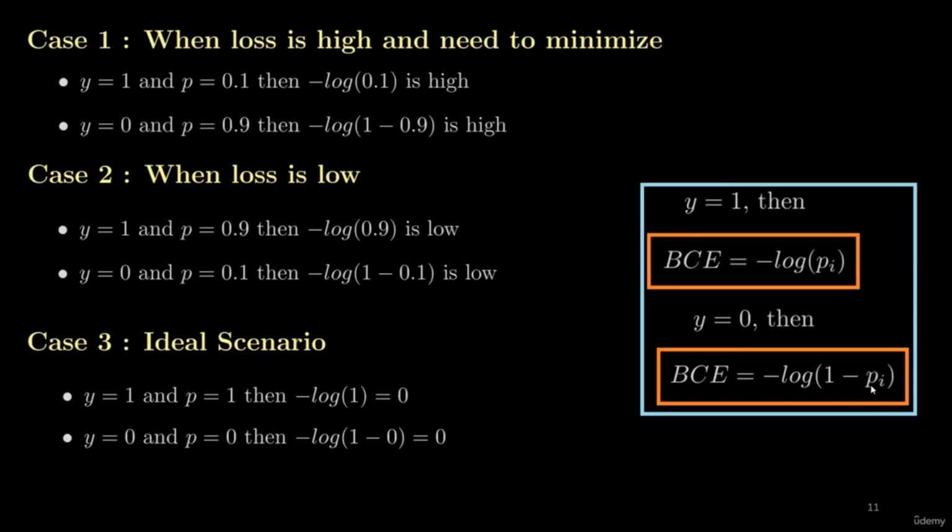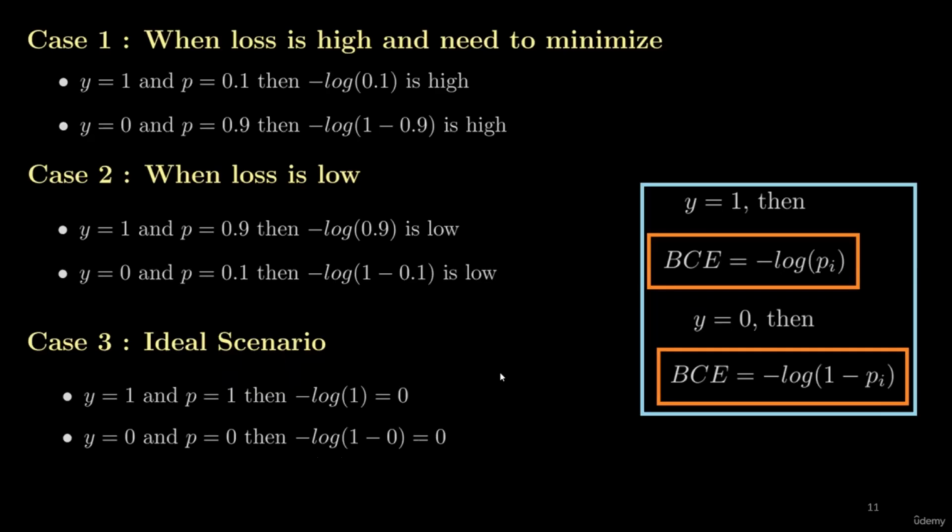So if you put p equals 0.1 here, then you will get 1 minus 0.1, which is equal to 0.9, and we will get a low value of the loss. This is the ideal scenario. So if y is equal to 1 and p is also 1, then minus log of 1 is equal to 0. And similarly, in the second case, if y is equal to 0 and p is also 0, then negative log of 1 minus 0 becomes negative log of 1, which is equal to 0.